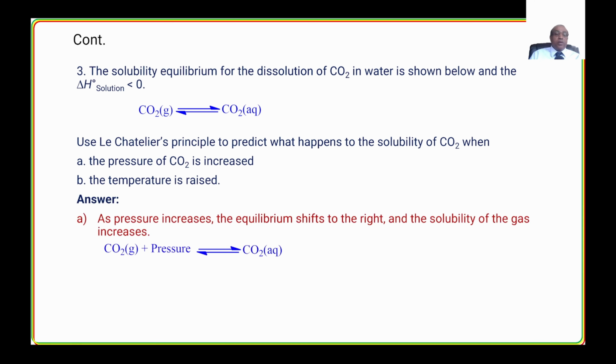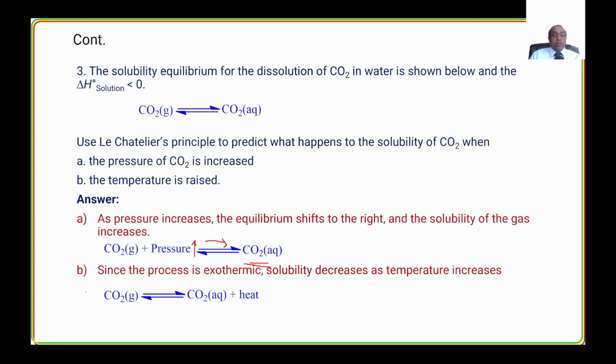So we know that pressure affects the solubility of gases. Pressure is usually added before the arrows. So if pressure is increased here, the equilibrium will shift in this direction, right? What does that mean? More of this carbon dioxide gas will be dissolved in water. So in general, the solubility of carbon dioxide increases as pressure increases.